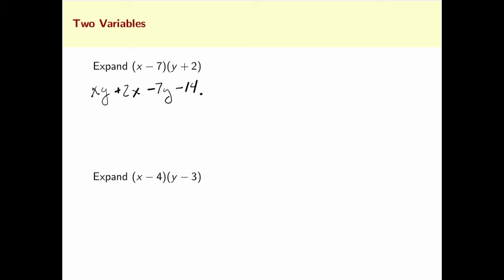And finally, what if we had two binomials where both terms were negative? First times first gives me x times y. Outer terms gives me minus 3 times x, which is minus 3x. Inner is minus 4 times y. And the last is minus 4 times minus 3, which is a plus 12. And again, this cannot be simplified, and so that's the answer.